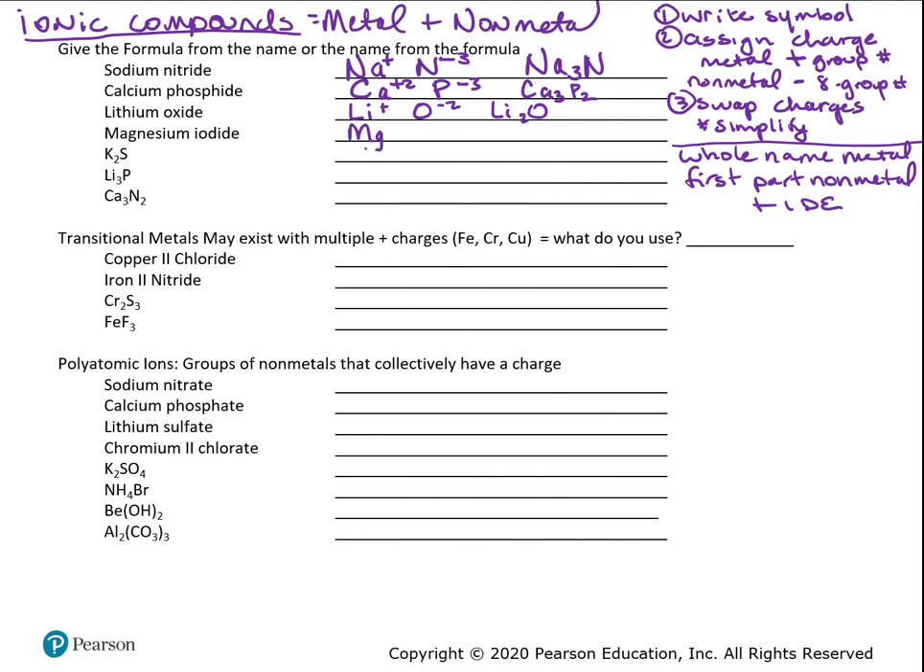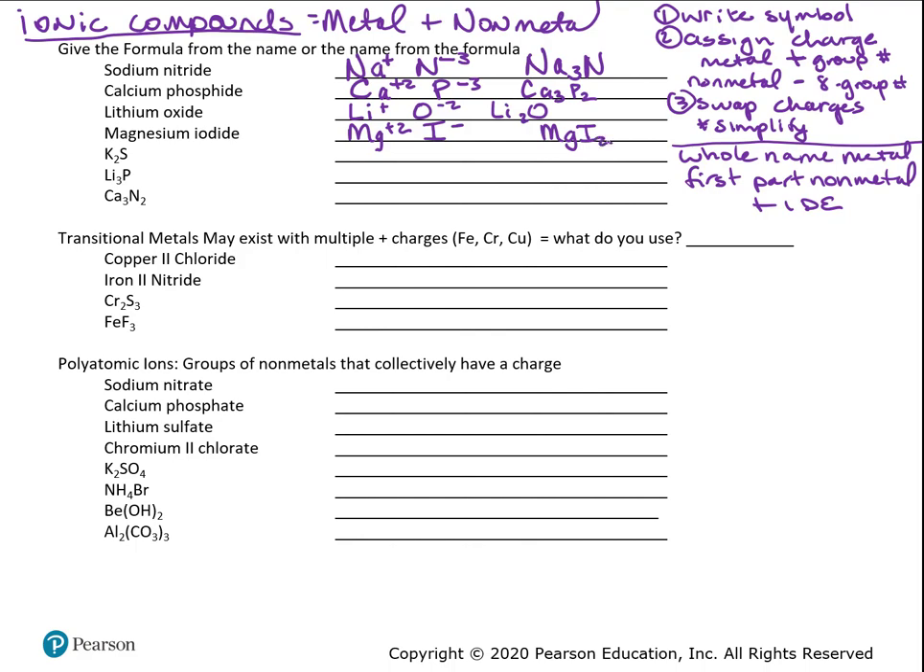And what's its charge? It's a +2. Iodide, what is its symbol? I. And its charge would be a minus. So when I swap, what's the formula? Yep.